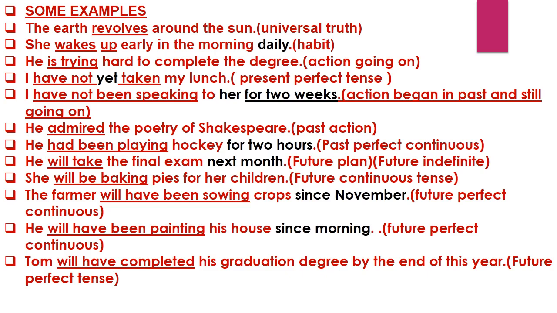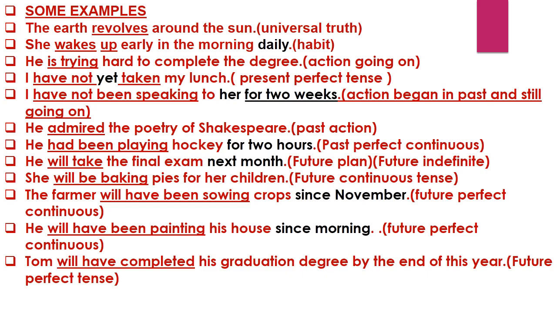He admired the poetry of Shakespeare. Admired. This is past indefinite tense. He had been playing hockey for 2 hours. So this is had been playing, meaning past perfect continuous tense. He will take the final exam next month. This is future indefinite. She will be baking pies for her children. The action will be going on in the future. So future continuous tense is used.